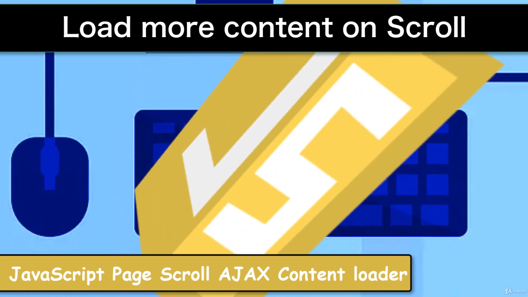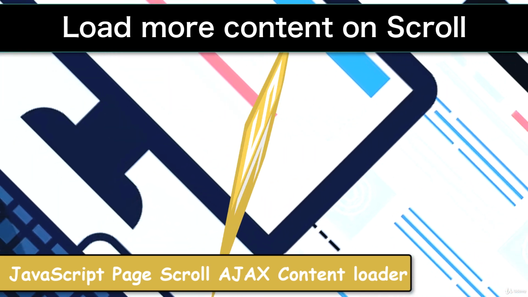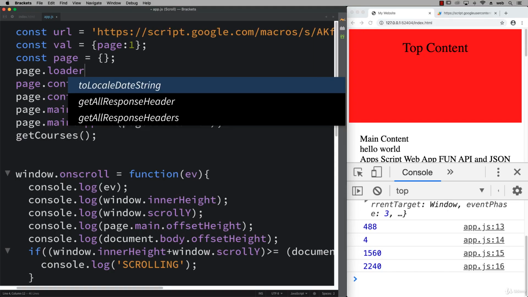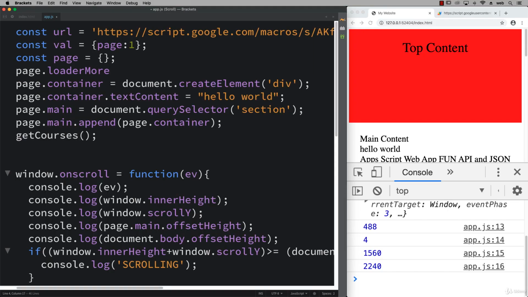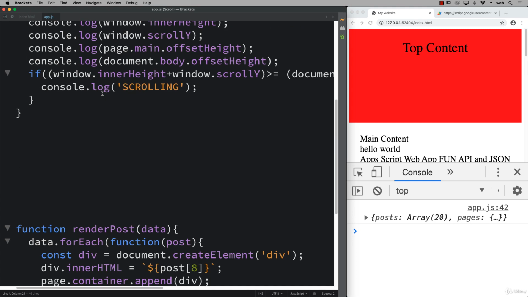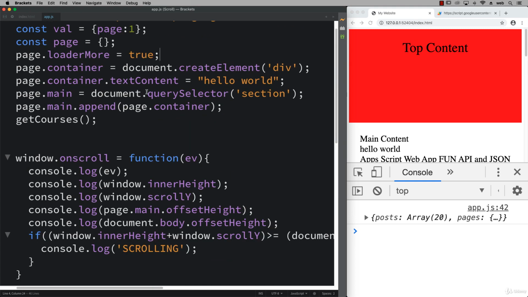This lesson is going to be really important because this is where we're going to set the ability to scroll and make another Ajax request. I'm going to create a variable called page loader more and set this to true. So this is going to give us the ability to load additional content. And we don't want to make additional Ajax requests if there's no more content to load. So this is going to keep track of when we're able to load more content.